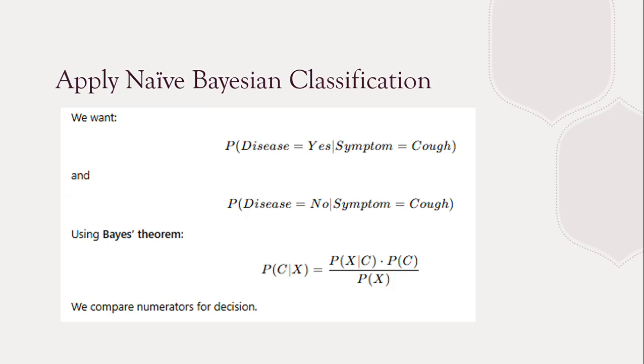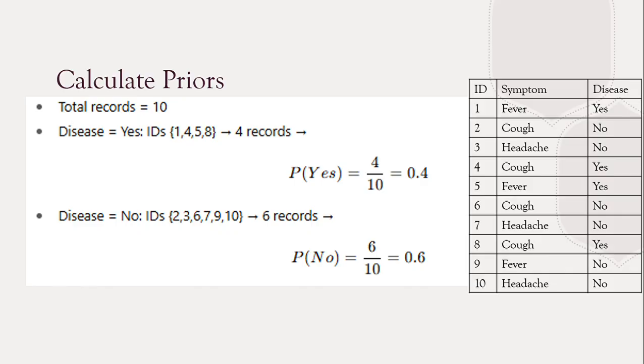So we will be finding the probability of disease yes given the symptom cough. We will be finding the probability of disease no when the symptom is given as cough. Whichever has the highest probability, that will be the answer. If yes has the highest probability, the answer will be yes. If no has the higher probability, then the answer will be no. So let us first calculate the priors. That's the first task.